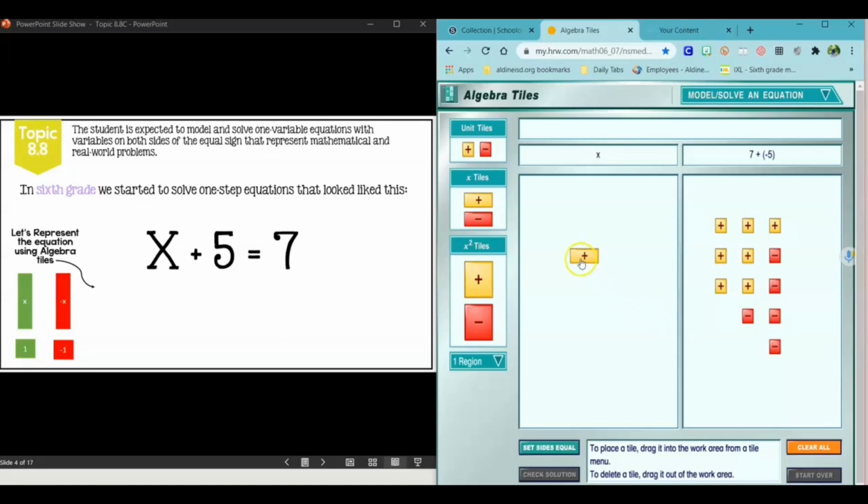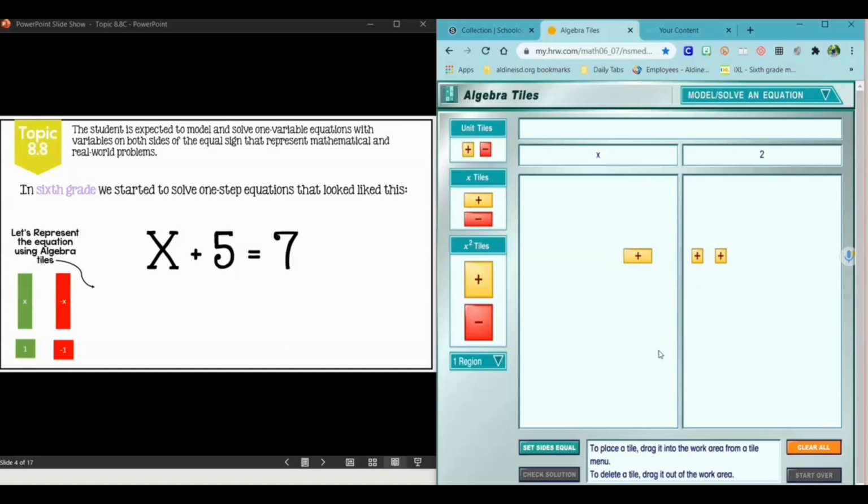Okay, so perfect. Now I'm left with x, which is what I want, but look at this left side here. We need to create 0 pairs on this side as well. So again, I'm just going to drag and hover them over until I cannot make any more 0 pairs. Okay, and so now I have x equals 2. So again, x is by itself, which is what we wanted, and we have 2 over here.